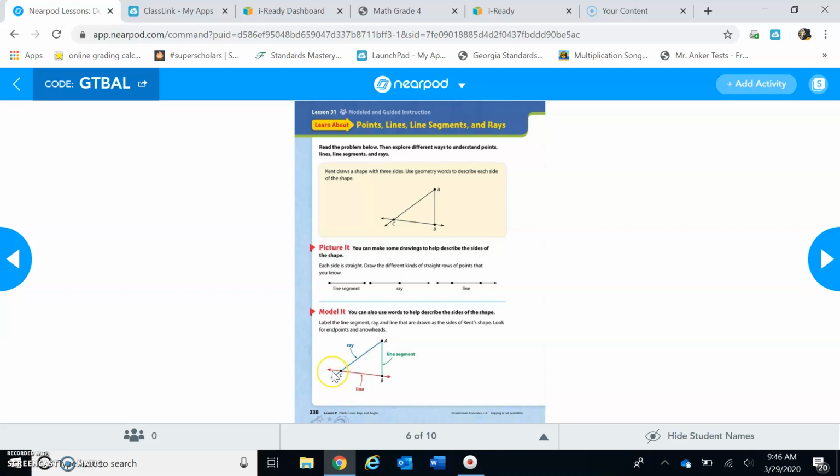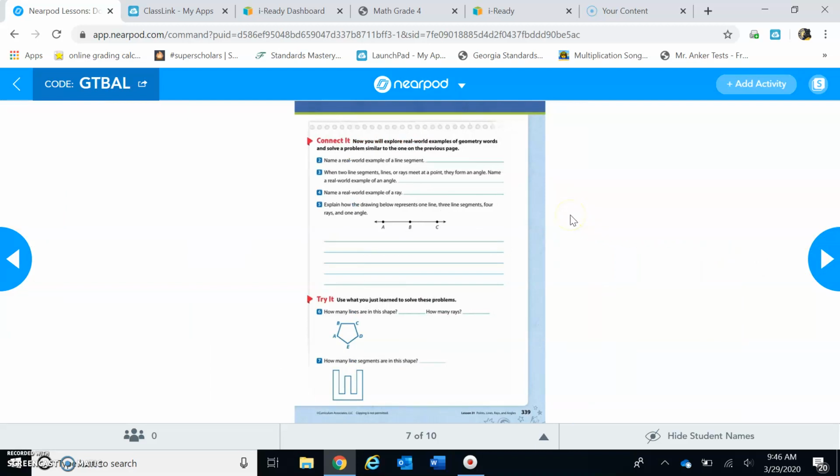This is a line because it has an arrow on both ends of the line, which means it's going to continue to keep going on and on and on forever. Then we have our line segment. Of course, that means it's going to eventually stop at those points. So this line will not continue to keep going on and on.